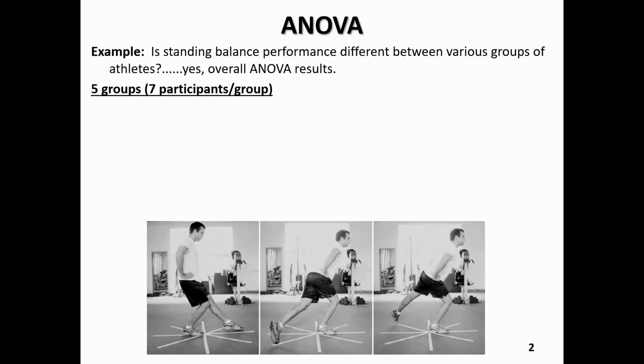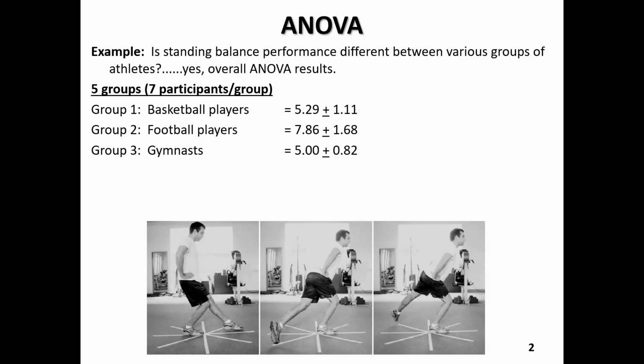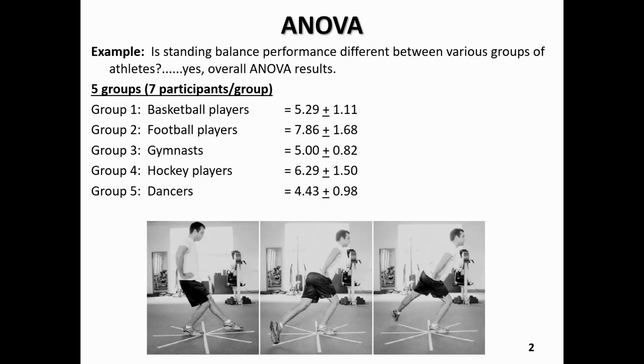So yes, the overall ANOVA results gave some confidence that we could reject the null hypothesis and consider the alternative as being plausible. And to review the descriptive data here, we have the number of balance falls, as we can see here, for the different groups of athletes with the mean and the standard deviation.